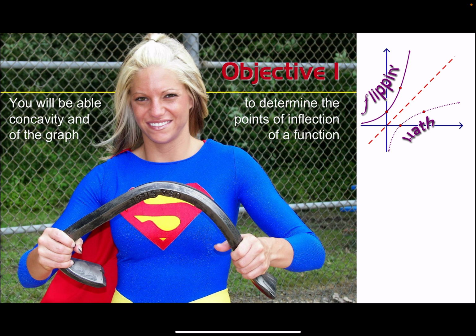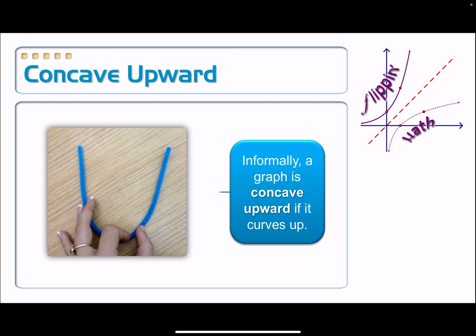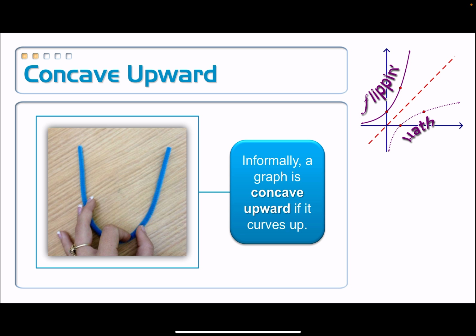You can see Supergirl here, she's bending a steel crowbar. You can see the strain here on her face. And the shape of the crowbar right now, as she's bending it, is concave down. So let's talk about some informal definitions of both types of concavity. The first one, concave up. If you take a look at this pipe cleaner here, you can see that it curves upwards, sort of like a parabola, right? So concave up just means that the graph curves upwards.